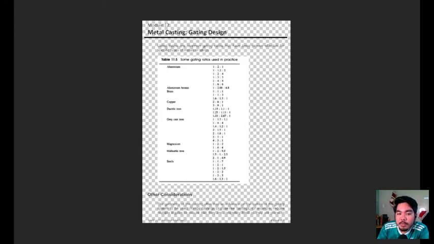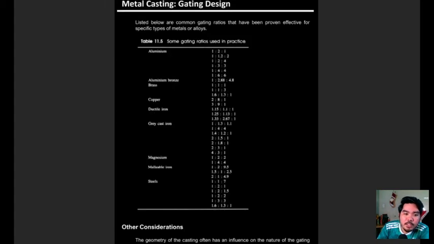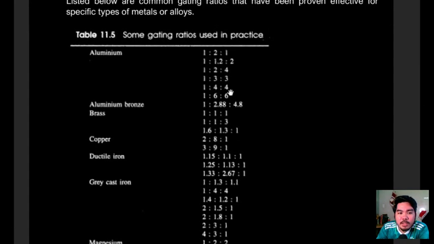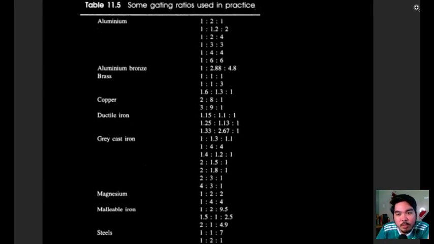Okay, so from practice, we have this guide, no? This is from several years of doing different gating ratios for different types of material, and we can use this as a guide. So for example, if we are doing aluminum, kunwari, then we can choose these already established gating ratios, no? We know that if we use these gating ratios, we usually produce a sound casting. So we have 1:2:1. If I were to ask you, is this pressurized or unpressurized?